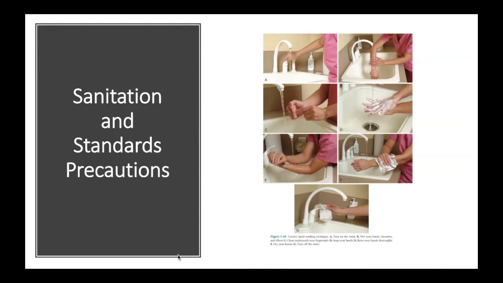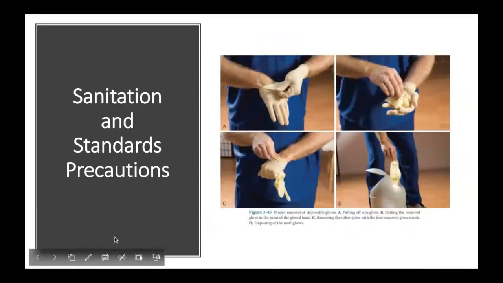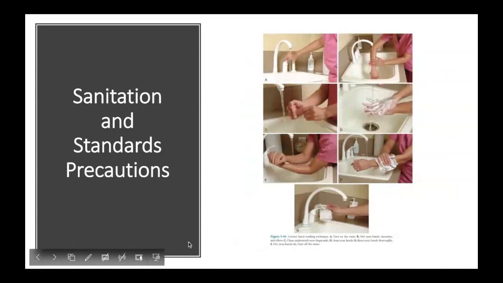Sanitations and standards, precautions. Again, you're going to have questions on this for sure. And this is just the hand washing. Let me go back here real quick. I'm just going to try and zoom in. But with the hand washing, the correct techniques: turning on the water, wet your hands with forearms and elbow, clean underneath your fingernails, soap your hands, rinse your hands thoroughly, dry your hands, and turn off the faucet. So these are some of the steps to washing your hands.